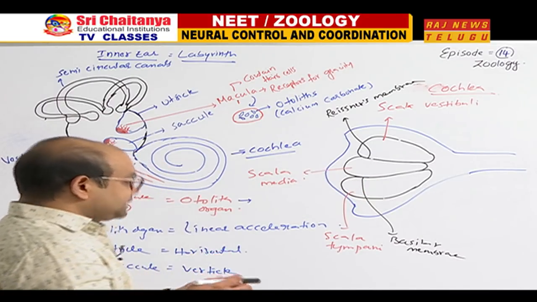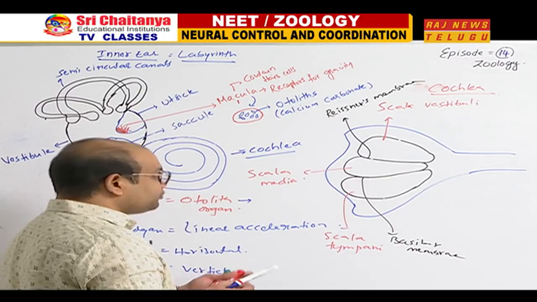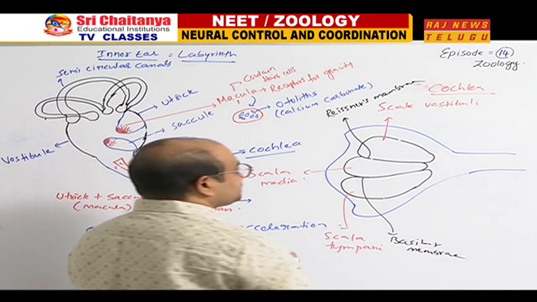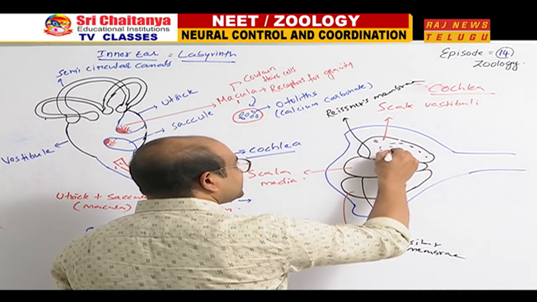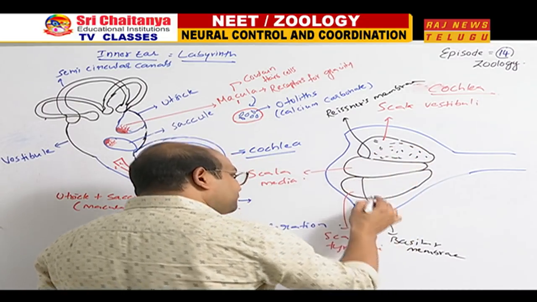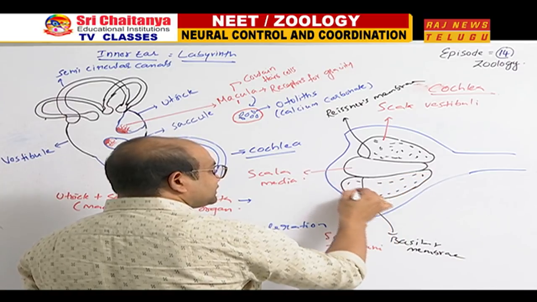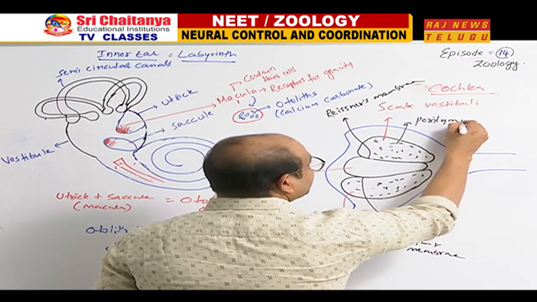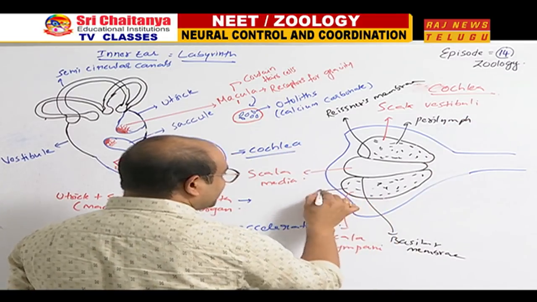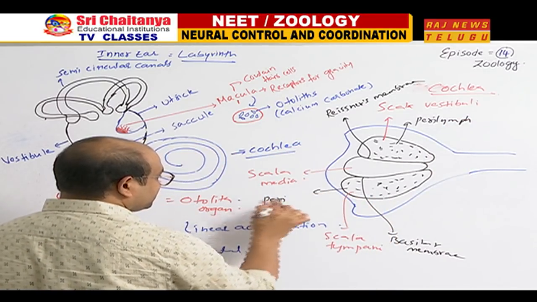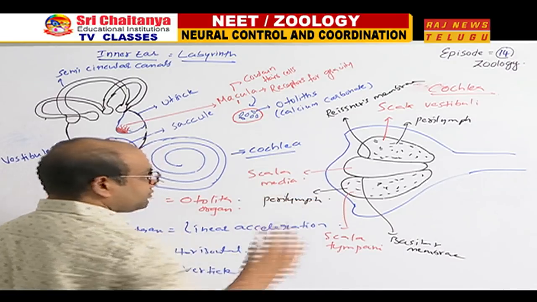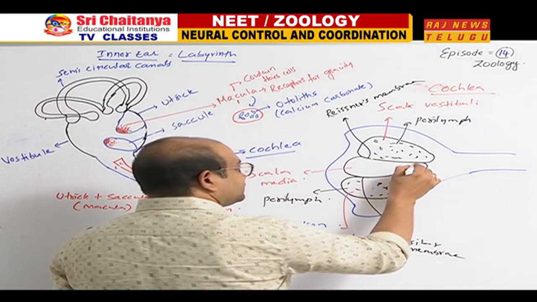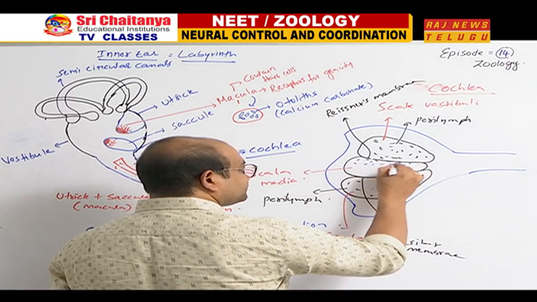And scala vestibuli is bony labyrinth. As it is bony labyrinth, it is having perilymph. So, this is perilymph, which is there in the vestibuli. And you know, tympani is also bony labyrinth, and it is also having perilymph. So, this is perilymph. This one also perilymph. And what is there in scala media? This is having endolymph.